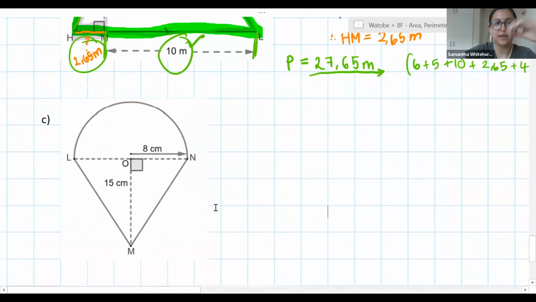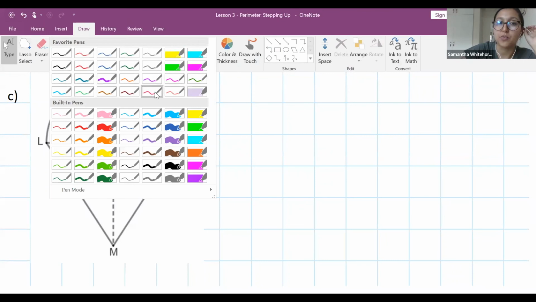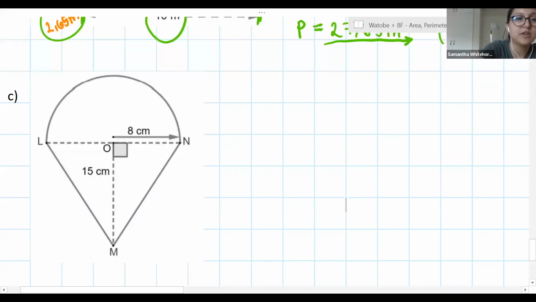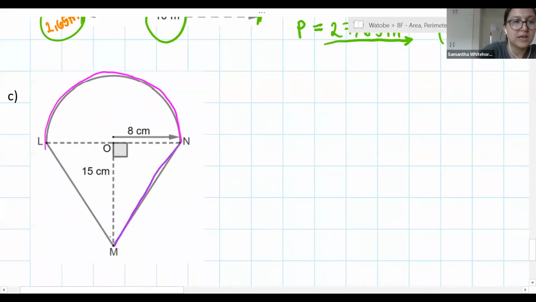Right, so if we look at question C here, we've got like a sort of ice cream looking shape. And again, remember the instructions told me to work out the perimeter of my shape. So if I have a look here, the perimeter of my shape is going to be this curved surface of my half circle, as well as these 2 side lengths over here, LM and LN.